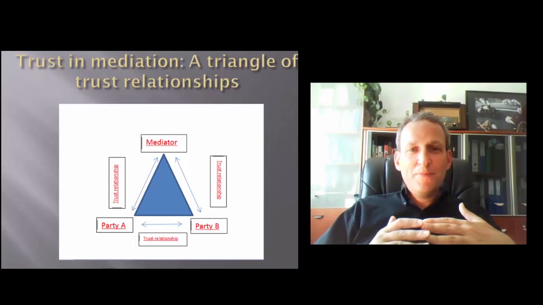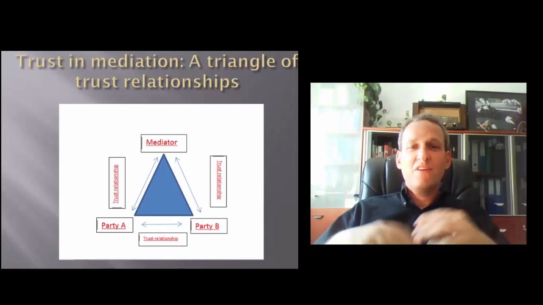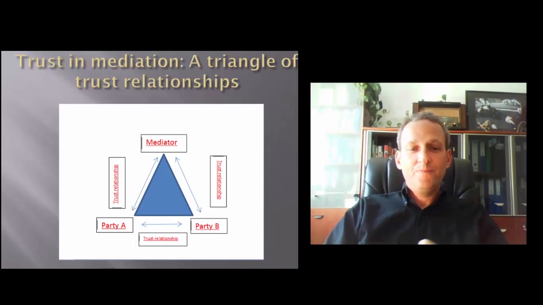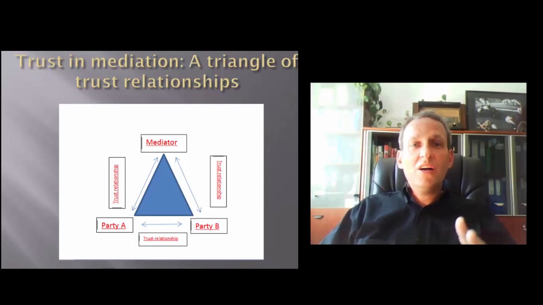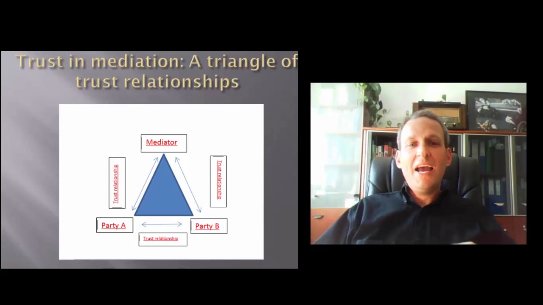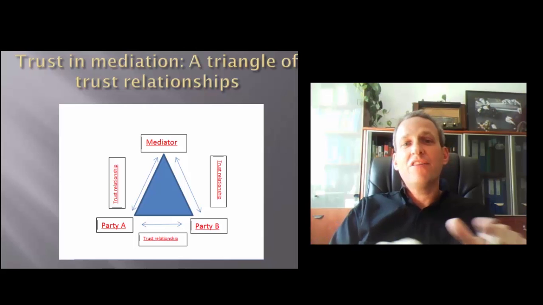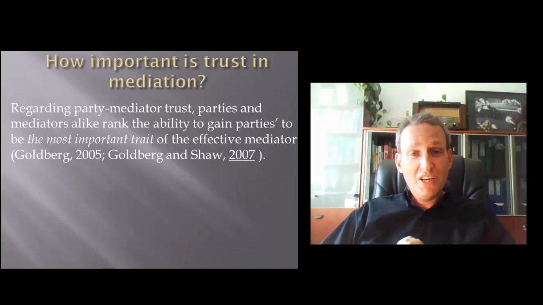Those 3 relationships are the trust relationship between the mediator and one party, the trust relationship between the mediator and another party, and the trust relationship going on between the parties themselves. Now, in the context of this talk, I'm going to focus on the trust relationship between the mediator and a party or the parties. And I'm not going to relate to the trust relationship between the 2 parties themselves and how they view one another in terms of trust. What is the value of trust in mediation?